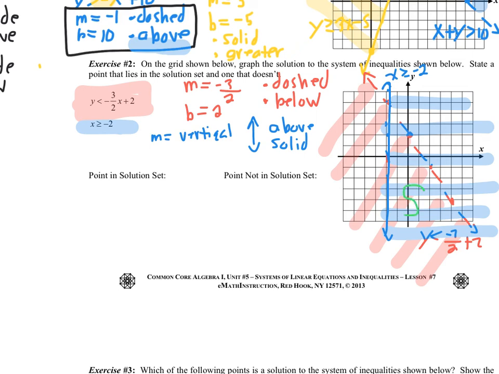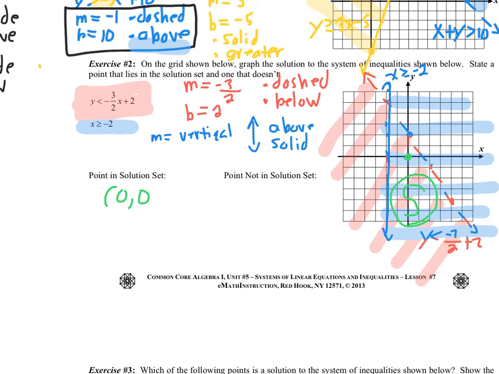The next part is the solution, which is the double shaded region. So mark that, and then find a point that's in the solution set. Find a very easy one that's easy to graph and easy to see. For me, the origin is always really easy. Is the origin in the solution set or not? That little point right there is in the double shaded region, so that's a point in the solution set.